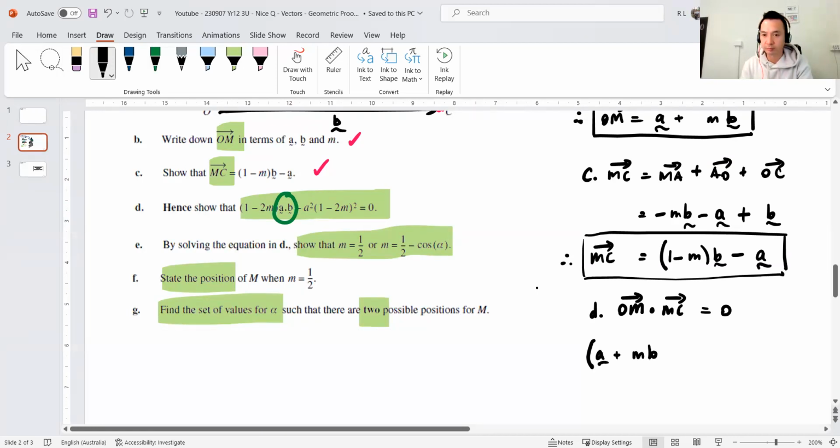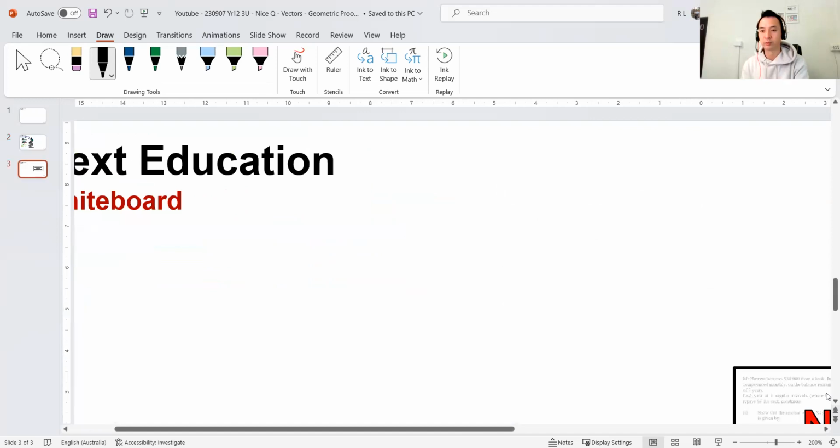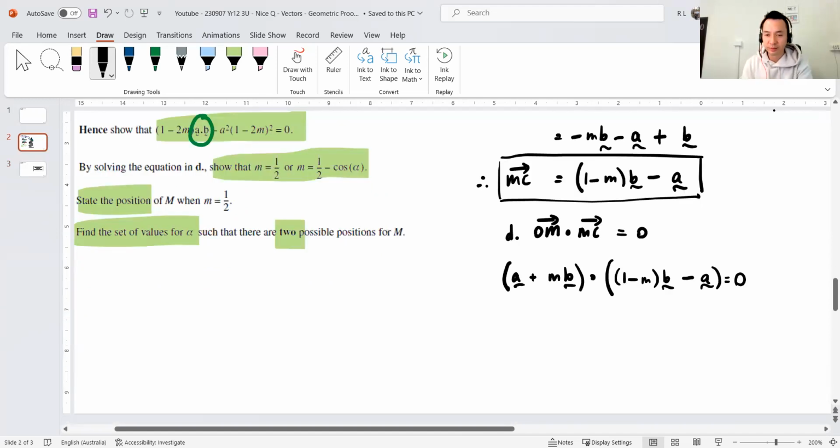Plus MB dot with MC, which is 1 minus MB minus A, right, equals 0. All right, oh, too far. I think it's just expanding, right? Is that right? Yeah, just expanding. Jeez. Okay, bit of rainbows. That guy. This guy. This guy.